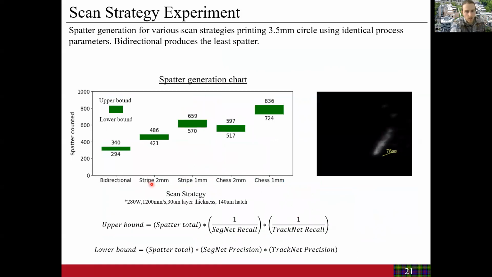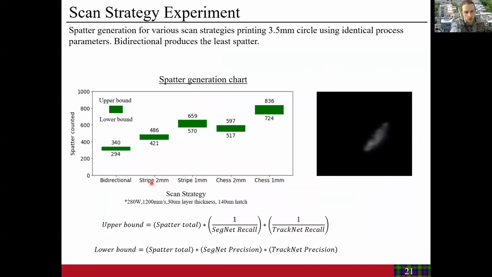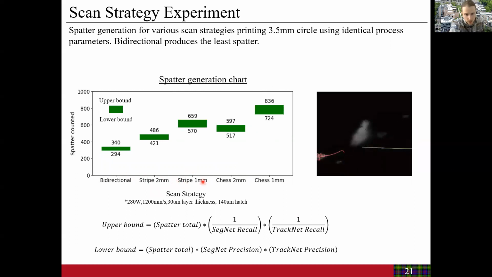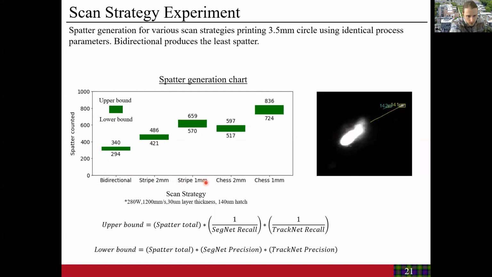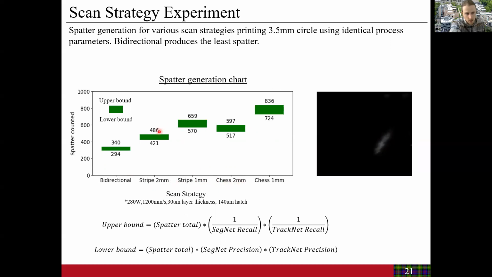Lastly, we look at spatter generation related to scan strategy here. We have the bidirectional, stripe, and the chess. We also do the stripe and chess at 2 millimeter and 1 millimeter widths. We show that when we switch from bidirectional to stripe or chess, spatter generation is increased, as well as when we decrease the stripe and chess widths from 2 to 1 millimeters, where spatter generation is further increased. So as we decrease the length of the scan lines, we're seeing significant increases in spatter generation.